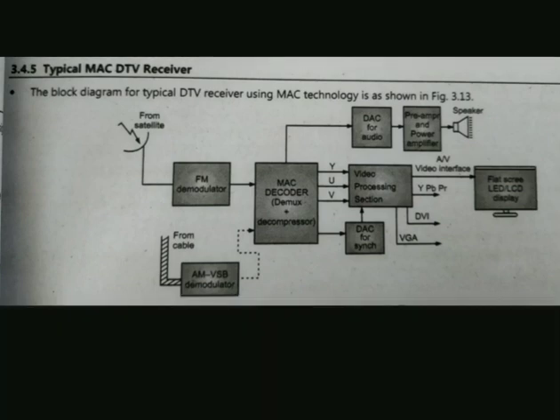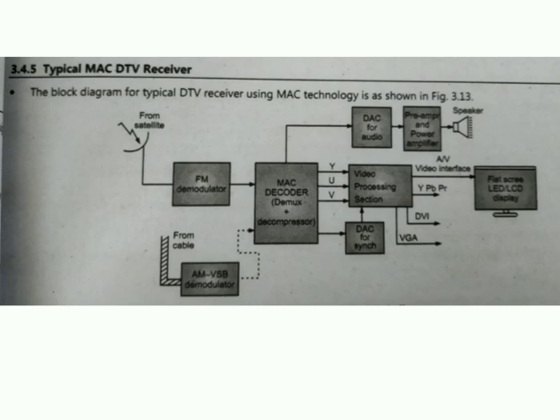We are having two receiver signals. One is for satellite receivers and second for cable received signal. And terrestrial broadcasting reception is not applicable in the case of MAC signals. Here, two types of signals can be received or processed: FM modulated DBS signal for satellite and AM VSB modulated signal for cable. FM demodulator is used for the DBS received signal from satellite, and AM VSB demodulator is used for the cable received signal here.